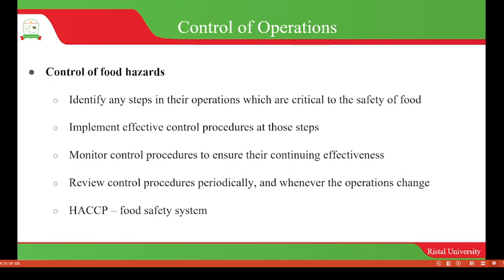Then we have to review control procedures periodically and whenever the operations change. Then we have to use hazard analysis and critical control point as a food safety system to ensure that the food that is being produced, or the food products, are of good quality and suitable for consumption.